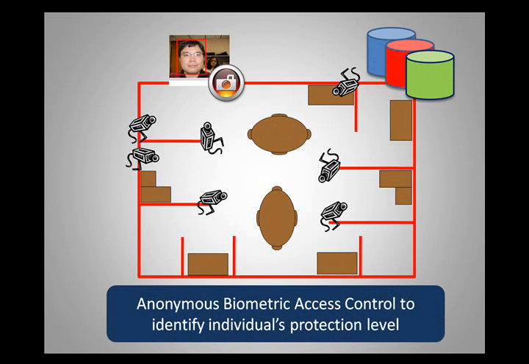As our system offers different levels of privacy protection to different individuals, we need to have a mechanism to identify each individual. Using biometrics such as face and iris, we have developed an anonymous biometric access control system to identify individuals' protection level while protecting their identity.